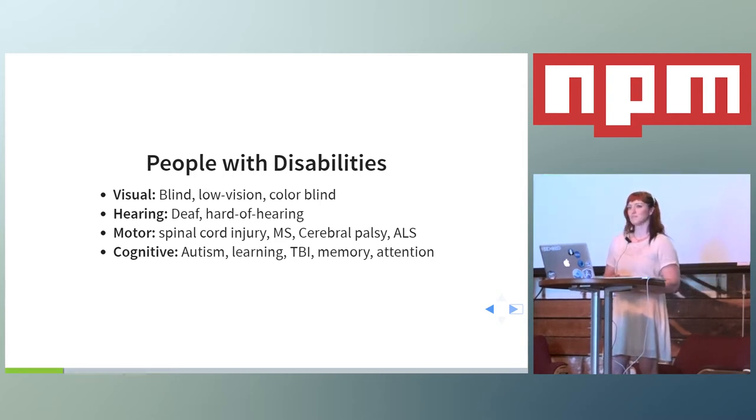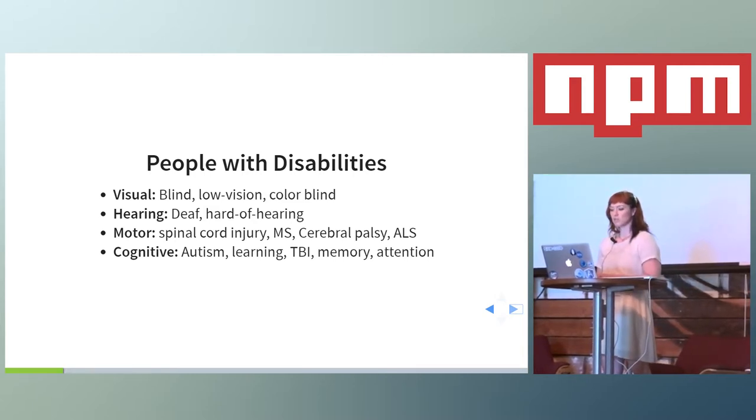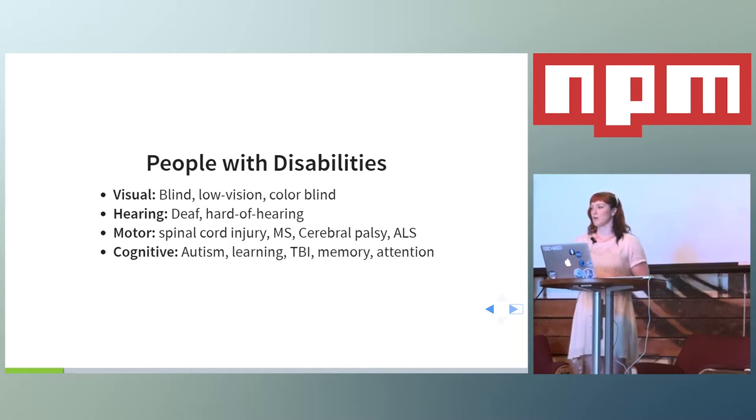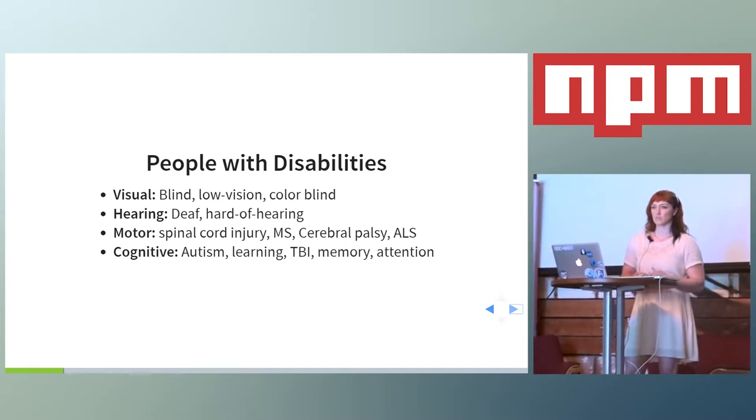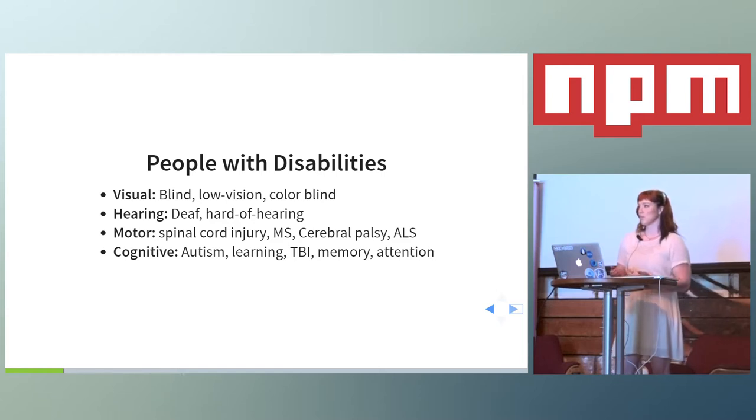People who are colorblind, really, really common, especially in the male population. People with hearing disabilities, including people who are deaf, people who are losing their hearing over time, people with motor disabilities, like spinal cord injury, multiple sclerosis, cerebral palsy, many different disabilities go into this motor category, and it really means that people can't use a mouse. They interface with the computer in other ways. And then there's cognitive disabilities, including autism, learning disabilities, traumatic brain injury, memory, and attention. And so we need to give people a little more time and simplify things to make sure that they can navigate.